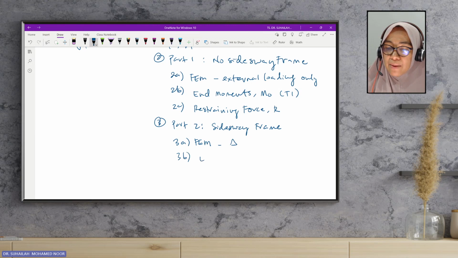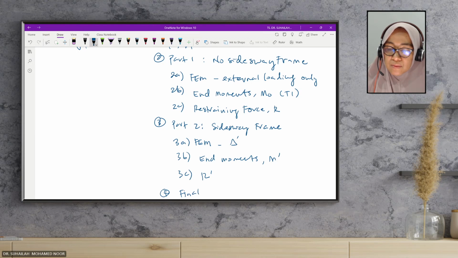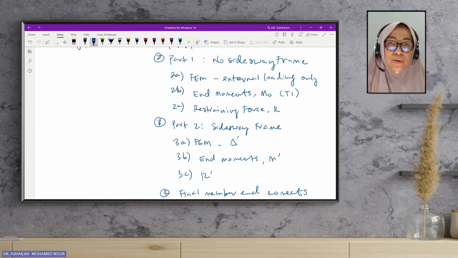3B is end moment. Sidesway frame delta prime end moment, M prime. And 3C is R prime. Okay, and step number 4 is the final member end moments, and we calculate this final end moment based on the principle of superposition, labeled as MF.